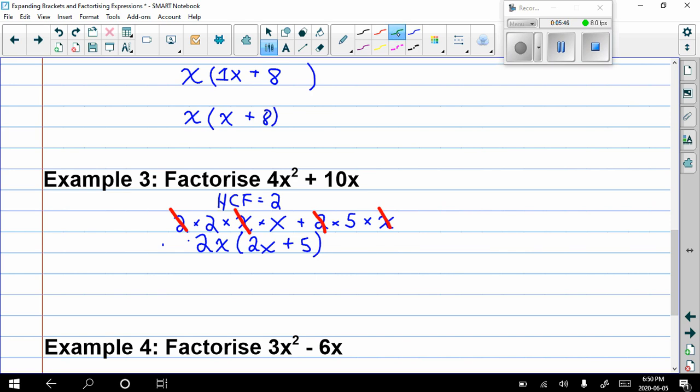Since this one is a little bit more difficult, let's do a check. Like I said, you don't always have to do a check. Do it when you think, hey, is there a possibility I made a mistake? Then it can help out there.